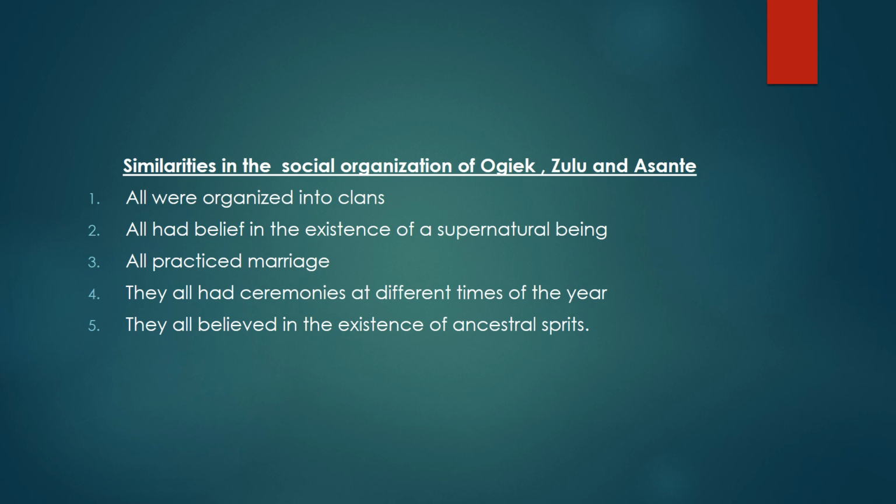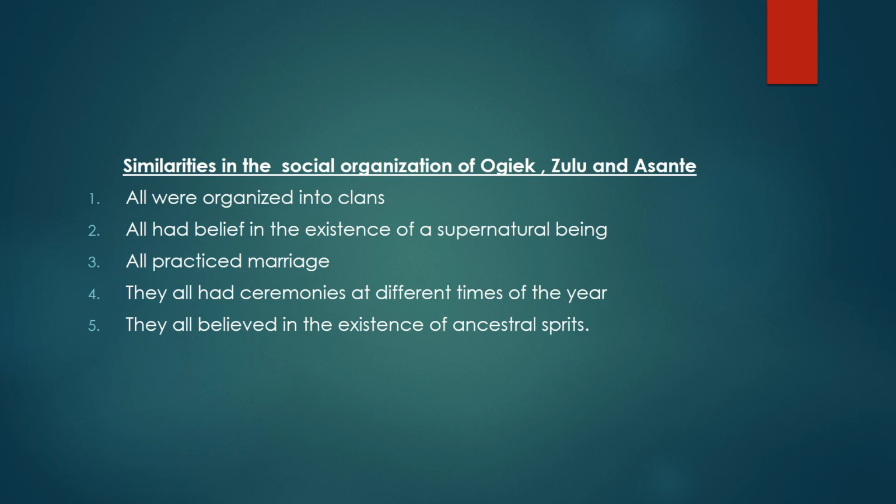the Ogiek, Zulu, and the Asante. Number 1, all were organized into clans. When you look at all these organizations, you could see that organization into clans was a common point, so that is one of the similarities.